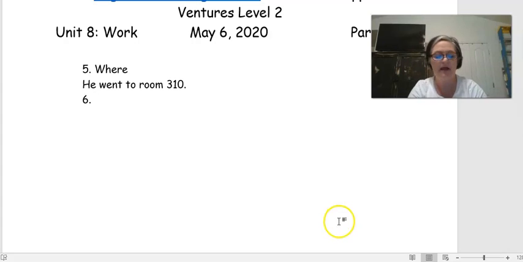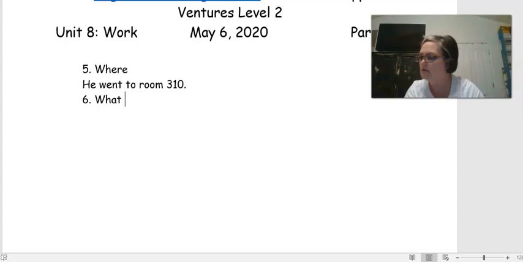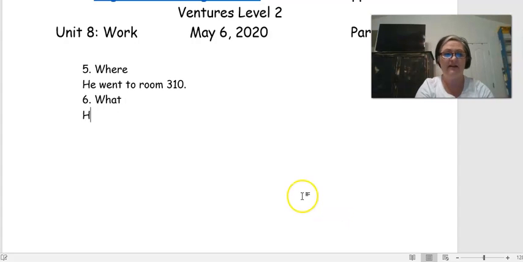Number 6, what did George do in room 310? Do is going to be an activity, so we're asking what did George do at 10? What did George do in room 310? What did he do there? He helped a patient, right? Okay, 7.